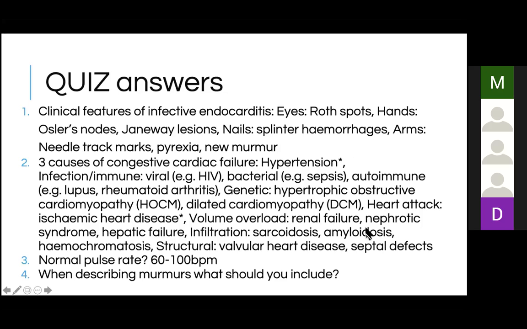And then 3 causes of CCF. Hypertension is number 1. Number 2 is ischemic heart disease. You could also get infective or immune causes like viral causes, HIV, or sepsis, autoimmune causes like lupus or rheumatoid arthritis. In terms of genetic causes, you could have HOCM or dilated cardiomyopathy, volume overload in renal failure or nephrotic syndrome, liver failure, or infiltrative disease like sarcoid or amyloid. And then also hemochromatosis, and then structural heart lesions, so valvular heart disease or septal defects, so congenital septal defects. And then normal pulse rate is 60 to 100, and then we've all described the murmurs.